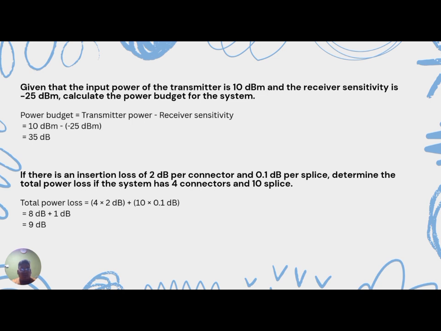Then, if there is an insertion loss of 2 dB per connector and 0.1 dB per splice, determine the total power loss in the system with 4 connectors and 10 splices. For the total power loss, this is the equation: 4 connectors times 2 decibels is 8, plus 10 splices times 0.1 decibels is 1, so the total is 9 decibels. Thank you, that is all from me.